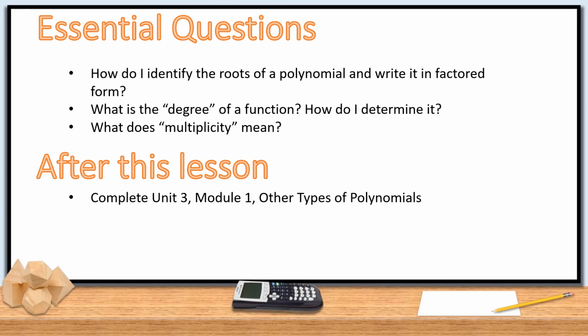Multiplicity, we talked about this a couple of times now. That is how many times a factor is repeated. So how many times the factor repeats itself in the factored form. So multiplicity of 2 means that that particular factor occurs twice, 3 times, and so on.